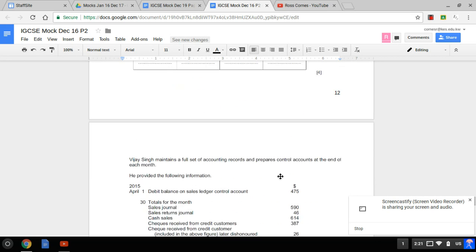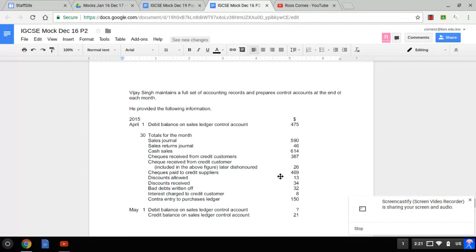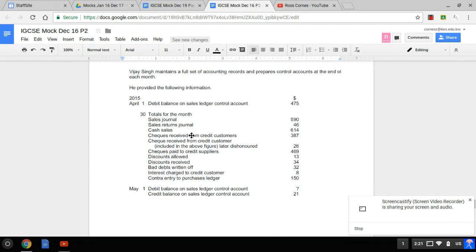And then a lot of people put quite a lot of things in the sales ledger control account they shouldn't have done, or the total trade receivables account, it can also be called. Remember, cash sales don't go in. And discounts received don't go in. That was about it, really. Some people struggled with this, but I'll go through this 21 when we look at the answer.